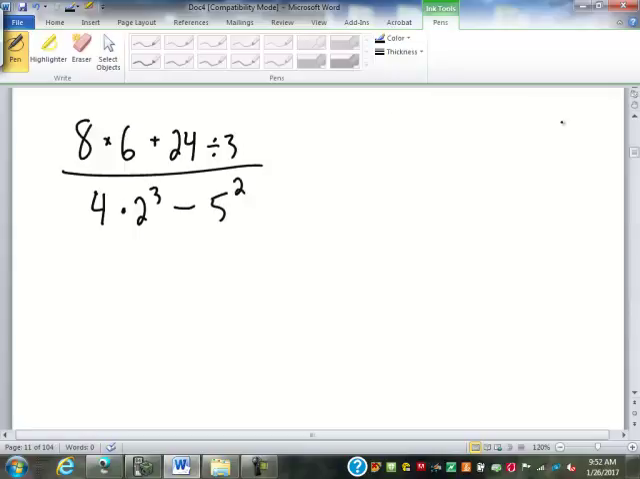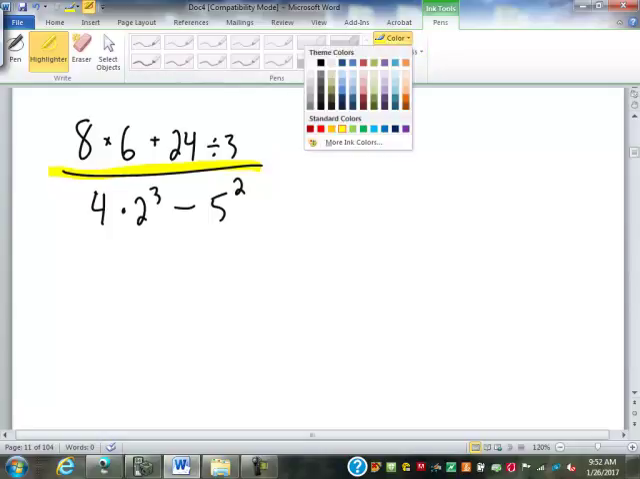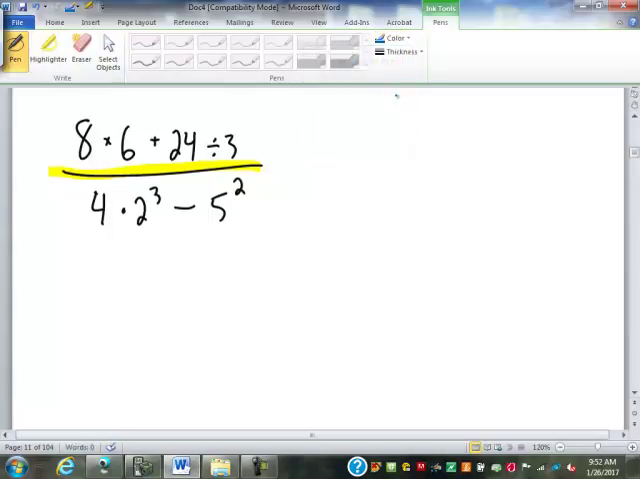Looking at something like this, we have this line across here. What does that mean? It means division, yes. It's called a fraction bar, and it does mean division, but it's also an enclosing symbol. It's telling us that we have to do everything on top first. Then we have to do everything on bottom. Then we have to divide. An enclosing symbol is anything that separates part of the problem from the rest of it. So we have to do the top first.